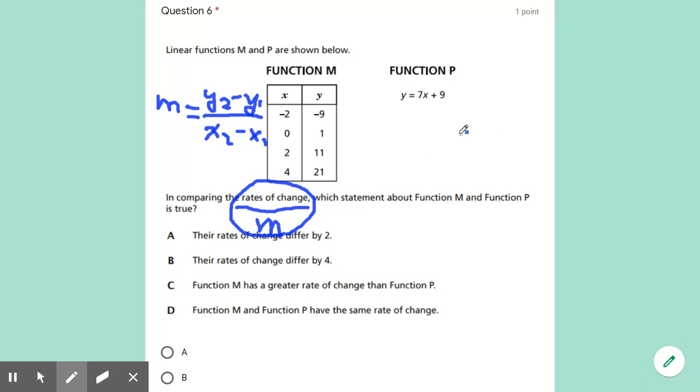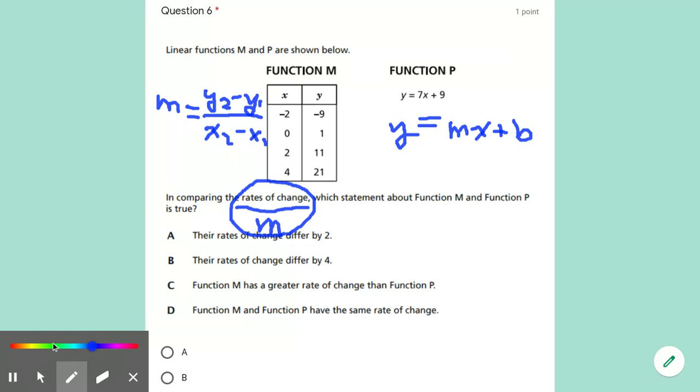Hint number 3, now we will have to find the slope for function p. And remember, since it's in slope-intercept form, that means it's going to be y is equal to mx plus b. All right, there it is. So now you want to look at the rate of change or the slope here. Once you find out what the slope is, you want to get this rate of change or slope, and you're making a comparison between the two to be able to answer the question.